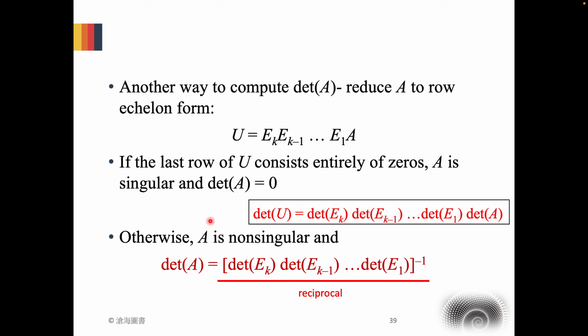Otherwise, A is non-singular, and its determinant is equal to the reciprocal of the product of the determinants of these elementary matrices. Okay. We can also show this.